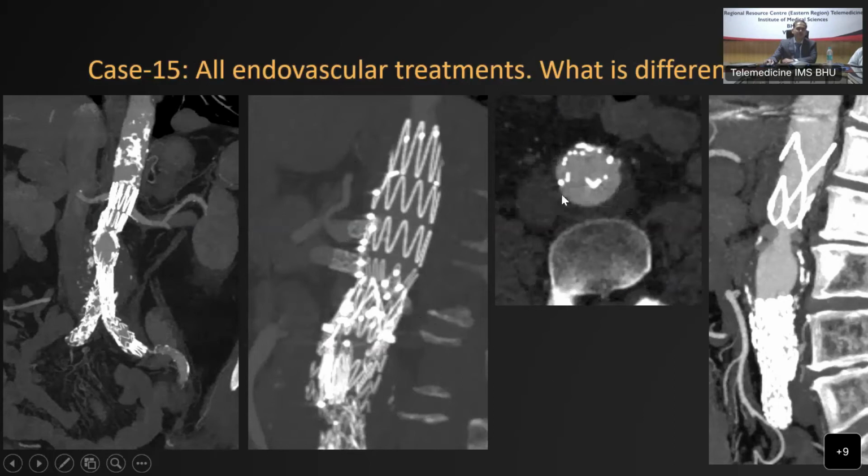This little thing here is a newer type of stent called Endologix. So the Endologix stent has a little outpouching because it is made up of fabric in its top part.